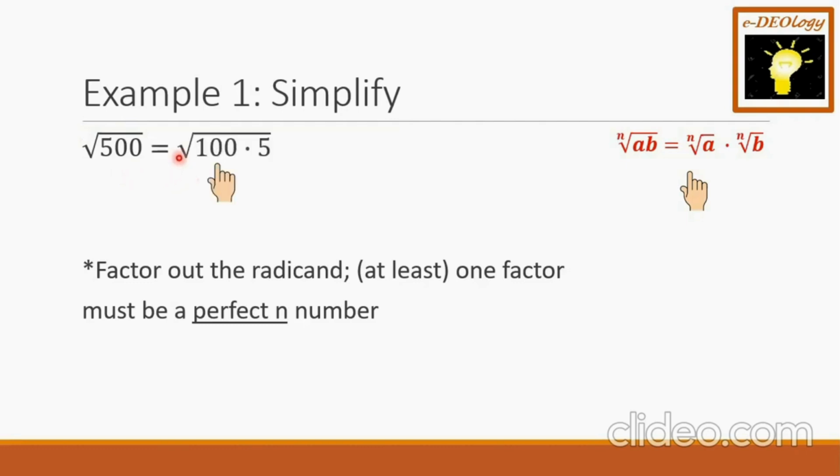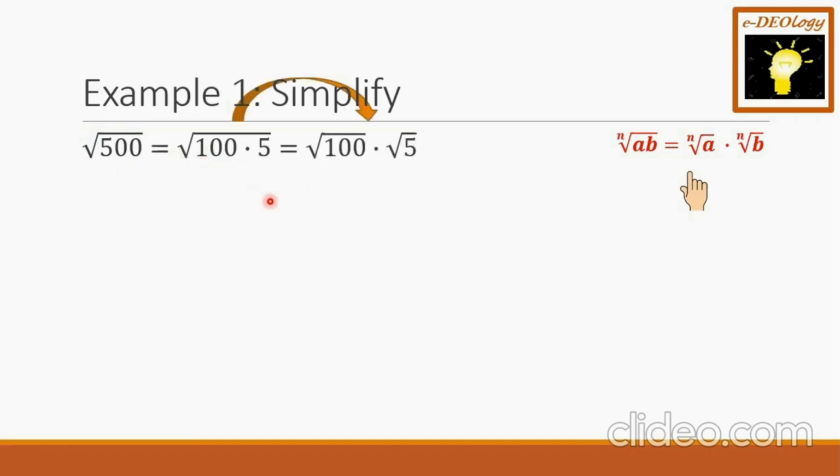So we have here the square root of the product 100 times 5. And this 100 is a perfect square number. So we're going to apply now our simplification rule. We're going to split the radical into each of the factors. As we see here, we have the square root of 100 times the square root of 5.